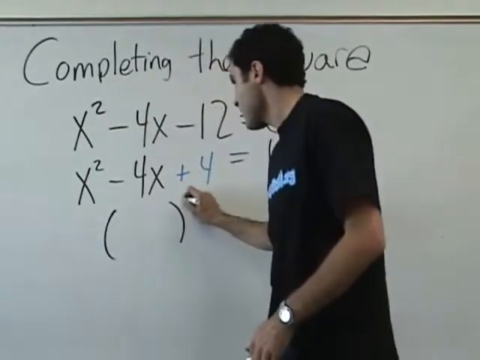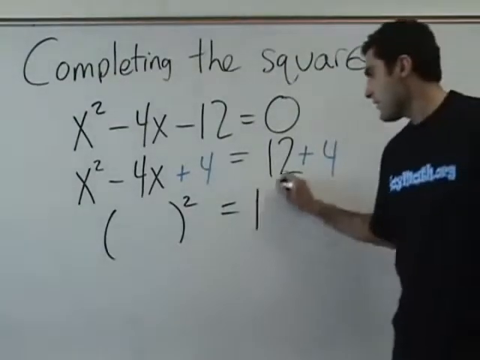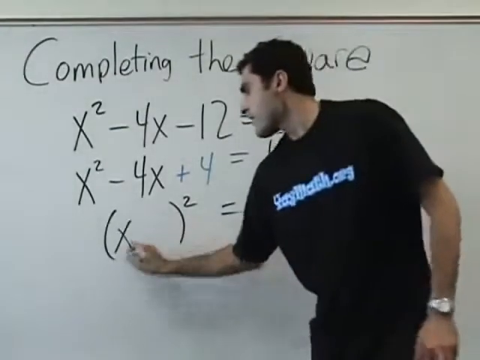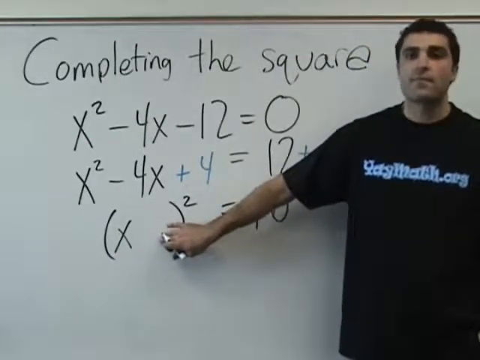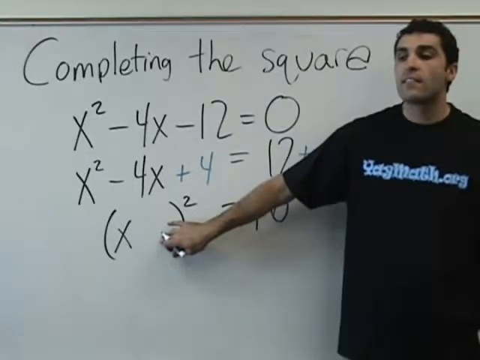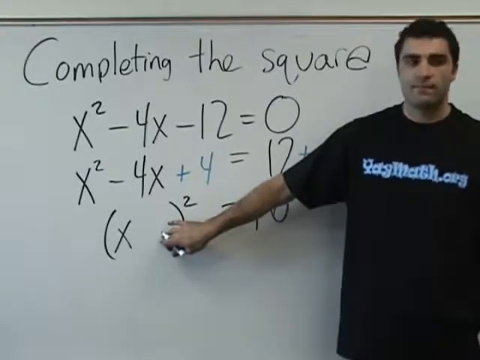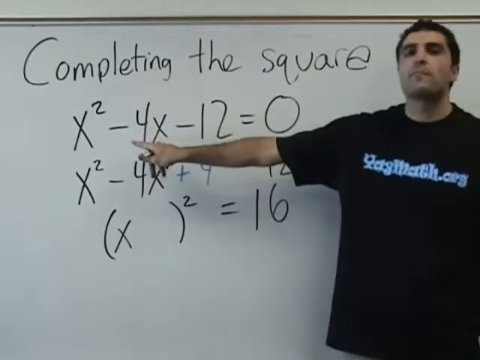Squared. What's 12 and 4? 16. Here's x. And remember we said b over 2 goes here. So what's b over 2? What's b? Negative 4. So b is negative 4.